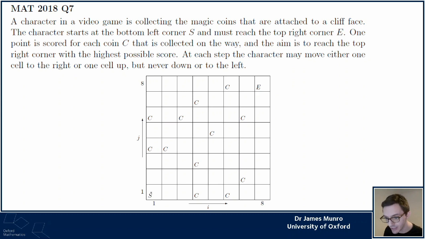So if I start here, then I might go up, get this coin here, and then I could go up and get this coin, and then maybe this one, but then I can't go and get this one because I can't go left. So here I've got to go to the end, and I've only got 3 coins. Is that a good score? We're going to find out.